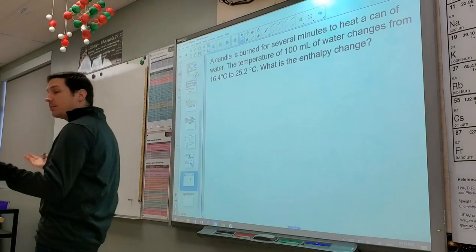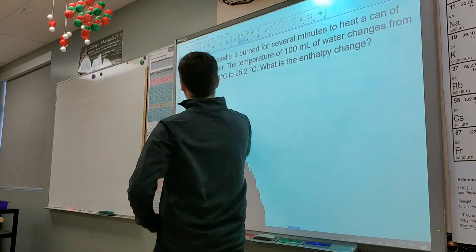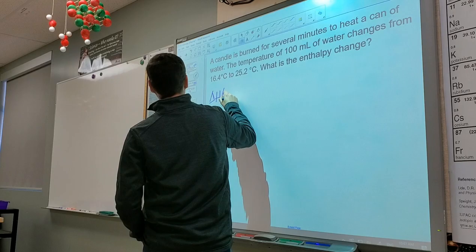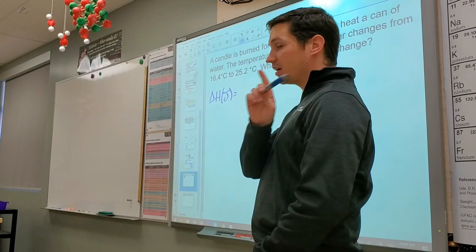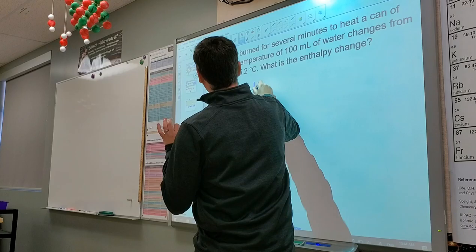So what is enthalpy measured in? Do you know? Joules. Do you see joules here anywhere? No. But we have water and we know how much energy it takes to change the temperature of water, right? So we're looking for enthalpy, that's delta H, and it's measured in either kilojoules or joules, whatever, doesn't matter. It's all the same thing.